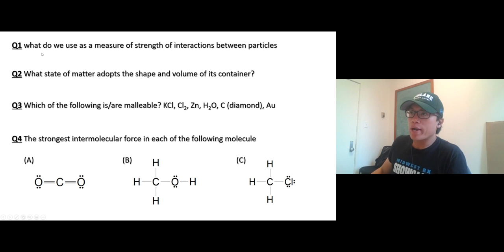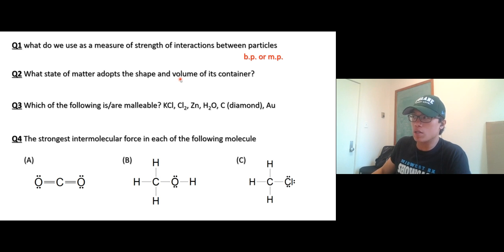Okay. So question 1, what do we use to measure the strength of interaction between particles? What quantity do we use? Boiling point or melting point? So we look at the melting point or boiling point. If a compound or a substance has a high boiling point or melting point, it means that the interaction between them is really strong.